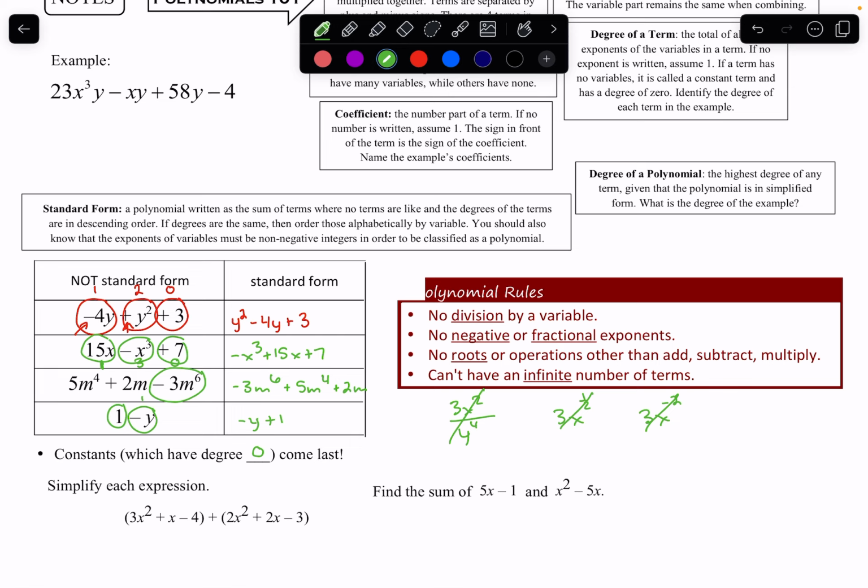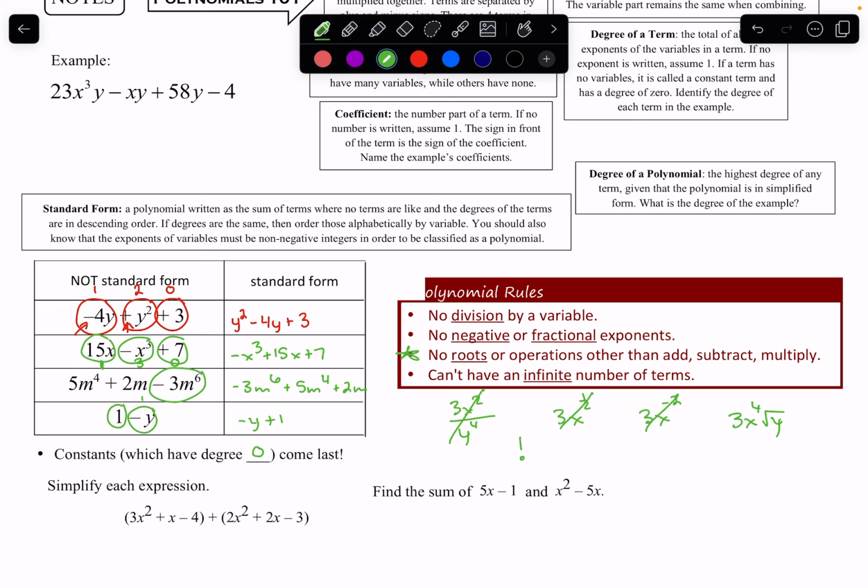No roots or operations other than add, subtract, multiply. So you can't have 3x to the fourth square root y. You can't have any roots in the problem. You can't have any operations that aren't add, subtract, multiply. And I know those are most of the operations you use, right? But you can't have factorial. That doesn't work. That makes it not a polynomial.